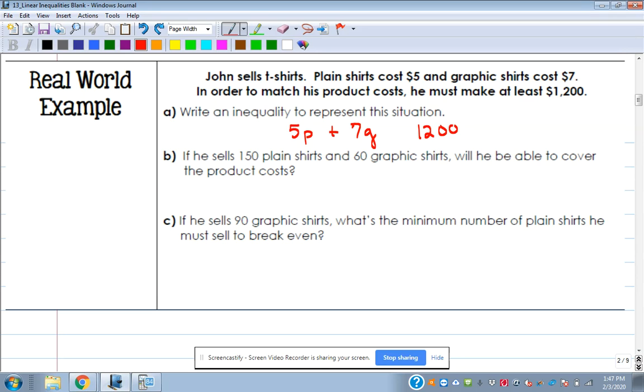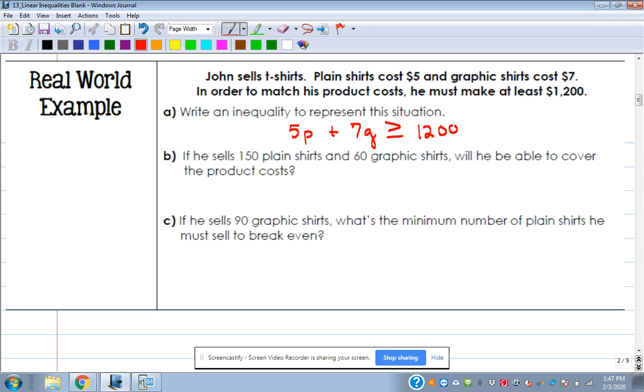Greater than or equal to, because "at least" means the least amount of money that I want to make is 1,200. That breaks me even. I want to make more than that, honestly, because I want to make a profit, right? So at least is greater than or equal to. At most would be what?